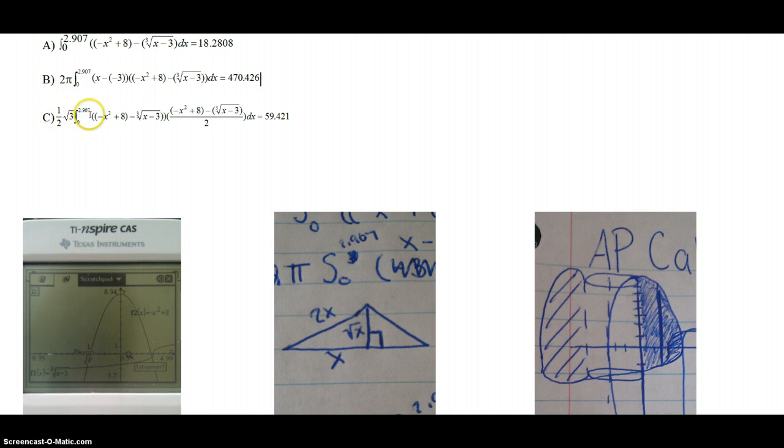And then the integral would be from 0 to 2.907 again, and then you put in negative x squared plus 8 minus the cube root of x minus 3 for the base, and negative x squared plus 8 minus the cube root of x minus 3 divided by 2 for the height into the integral, and then you plug that in your calculator and you get 59.421 for your answer.